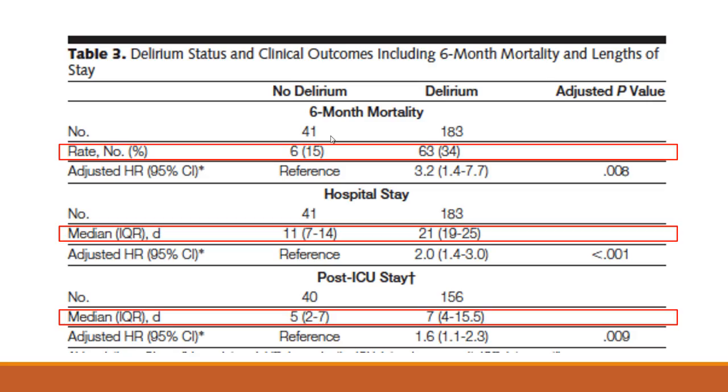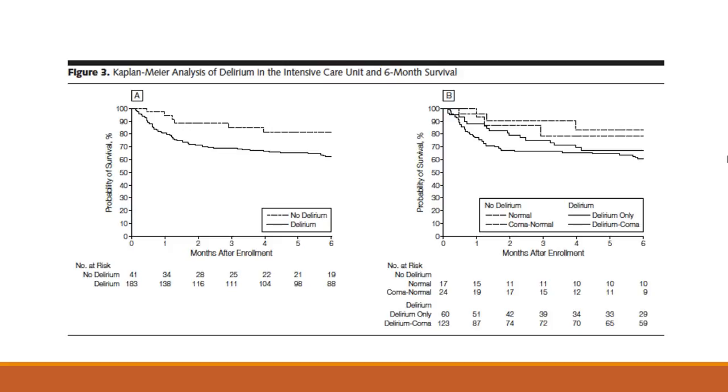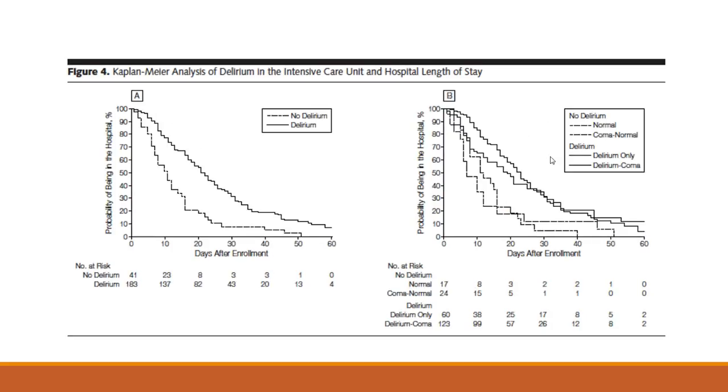And so this is a breakdown of the data, and you see the two arms of delirium and no delirium, and mortality, hospital stay, and post-ICU stay with significant findings and significant p-values. And this is a breakdown, and you see the clear breakdown of the Kaplan-Meier curves with survival, and I'll just focus on this one here. This breaks it down further into patients who ended up having a component of coma as well. This breaks down length of stay, and you see a clear breakdown in patients who were not delirious.